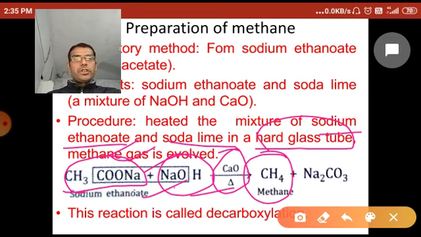This reaction is also called the decarboxylation reaction, because in this reaction the carboxyl group, the carbon dioxide group, the COO group, is removed from the sodium ethanoate. So, decarboxylation reaction.